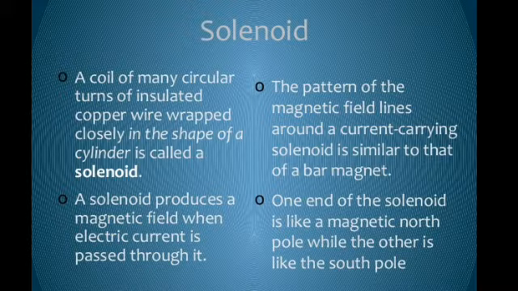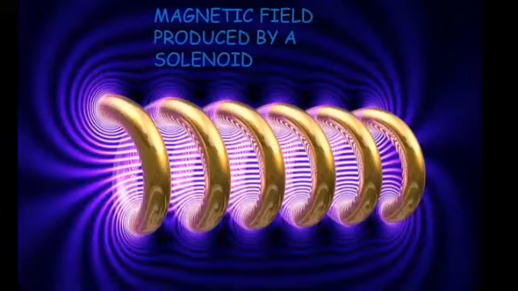When current is passed through a solenoid, it produces a magnetic field, and the pattern of the magnetic field lines around this solenoid is similar to that of a bar magnet. One end of the solenoid, due to the passing of electric current in different directions, behaves as the north pole, whereas the other end behaves as the south pole. So here we have the diagram of a solenoid that is made up of copper wire.